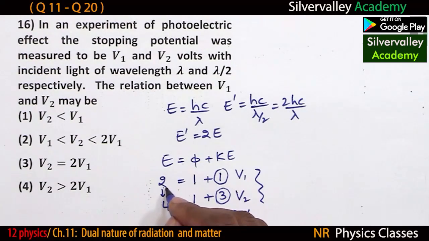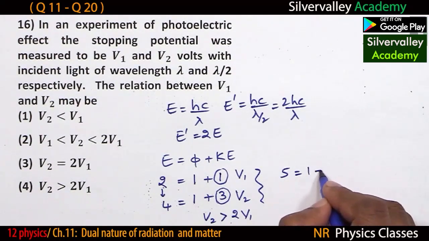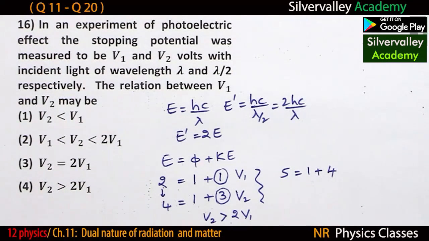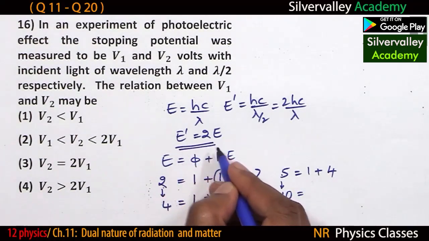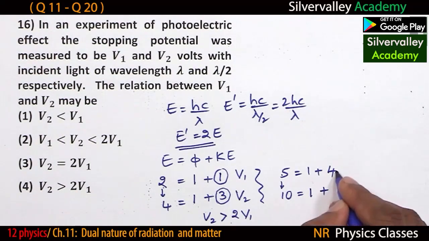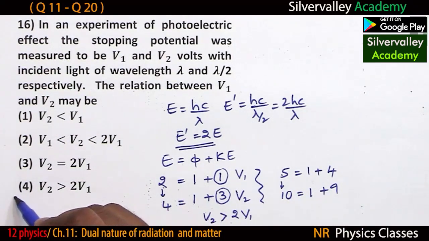Let me give one more example. Let me give one more value. If energy of incident is 5, work function is 1, then kinetic energy is 4 unit. Suppose 5 is increased to 10 because twice. Okay. If this becomes 10, this is 1, remaining is 9. Again 9 is greater than twice the initial value. So in these two examples, we get the same result, means this should be correct.